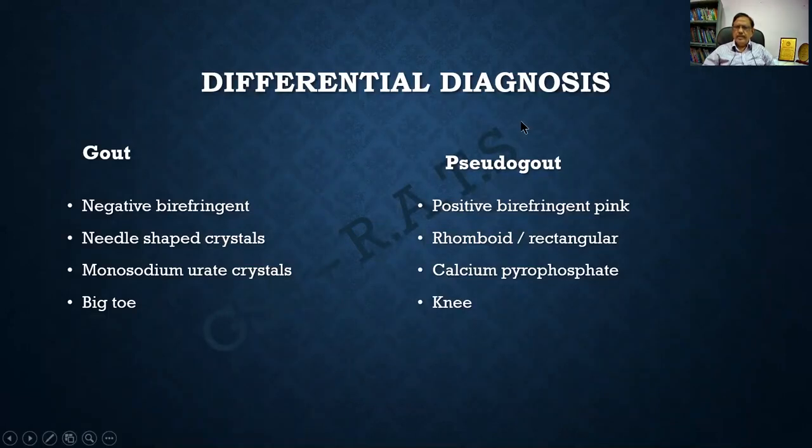As a differential diagnosis, you will score a mark if you write pseudo gout. What is pseudo gout? Gout we have already seen. We see birefringent crystals. Here it is pink in color. And the crystals are needle shaped, whereas here they are rhomboid or rectangular. Monosodium urate, whereas here it is calcium pyrophosphate. Gout is found in small joints such as the big toe, whereas this is mainly found in the knee joint. So these are the differences. Even otherwise, remember that there is a condition called pseudo gout.